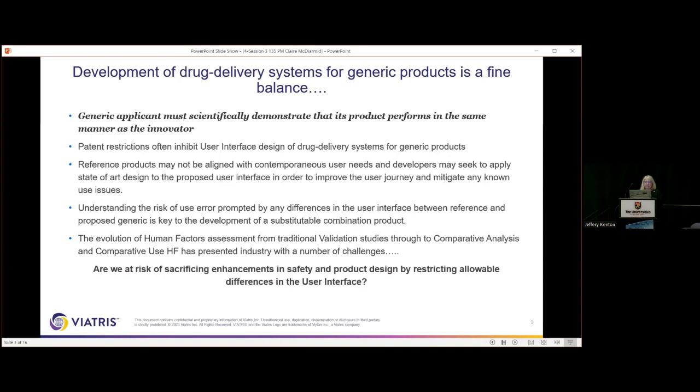And I think that's the key that I want to speak to today: where do we go next in this space? One of the questions that I'd like to pose, that hopefully we can speak to in the panel discussion later, is: are we at risk of sacrificing enhancements in safety and product design by restricting allowable differences in the user interface?